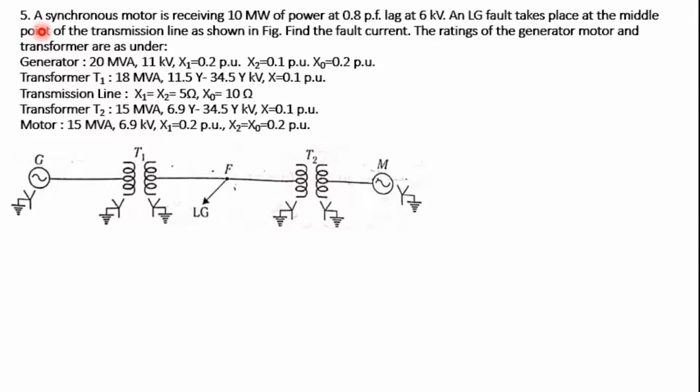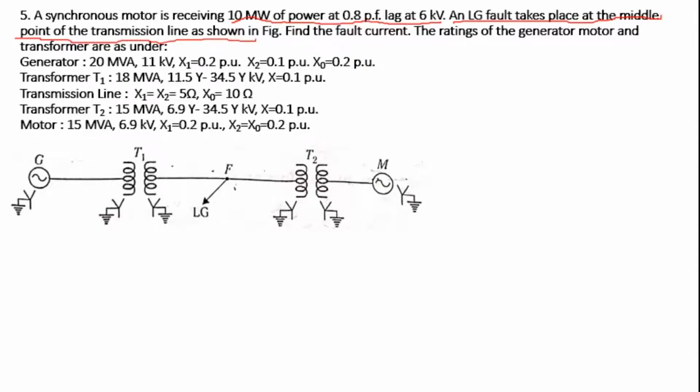You need to be very careful here, we need to follow step by step, then only we will get the answers. Let us consider a synchronous motor which is receiving 10 megawatt of power at 0.8 power factor lag at 6 kV. There is a line to ground fault that takes place at the middle point of the transmission line.